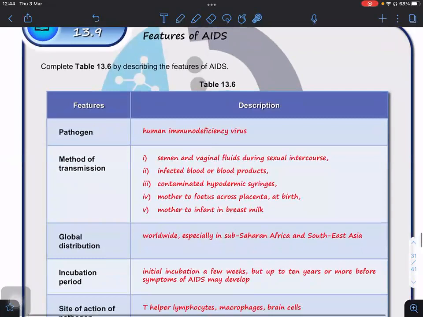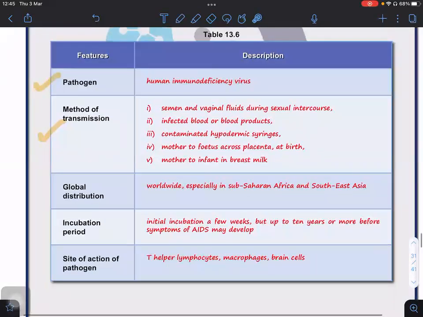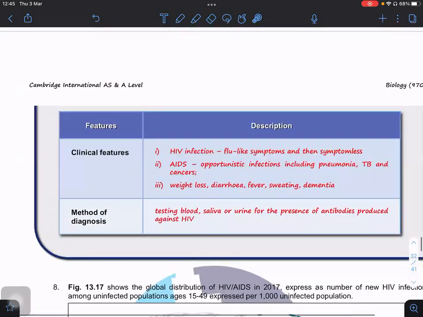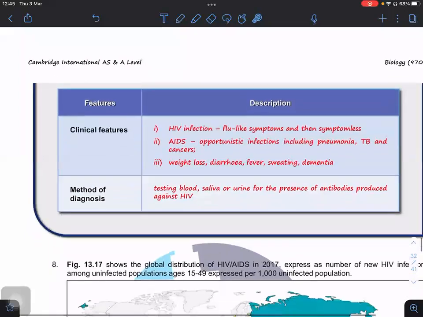So AIDS, as I said, the method of transmission as a pathogen: semen and vaginal fluid during sexual intercourse, infected blood or blood products, contaminated syringes, mother to fetus through the placenta, or mother to infant in breast milk. The site of infection is normally the immune cells, those helper T cells or CD4 cells. Clinical features, no need to know, just for information only.